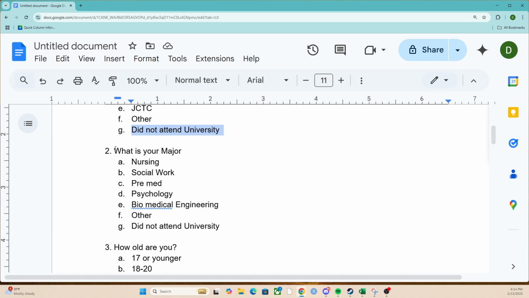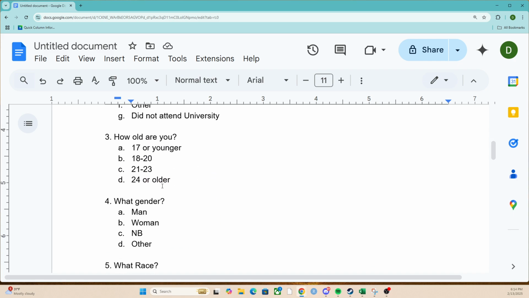After that, you can ask about their major. Again, you include other and did not attend university to cover everything, but the options are nursing, social work, pre-med, psychology, biomedical engineering. Then we learn about how old the people are: 17 or younger, 18 through 20, 21 through 23, or 24 and older.